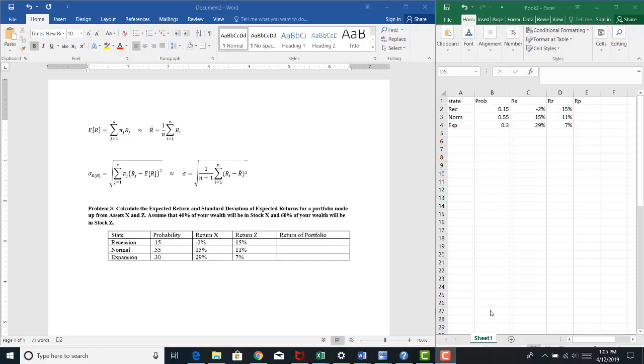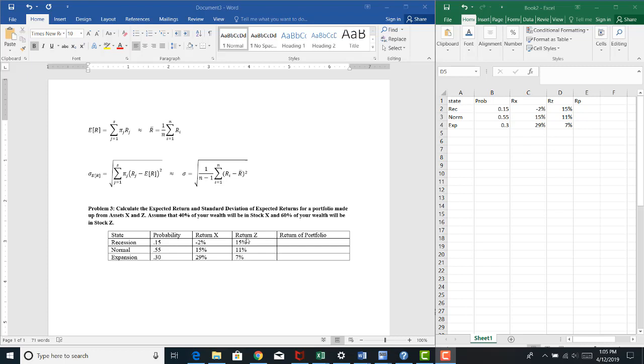All right, with an understanding of the principle of diversification, let's now put it into practice. So this is problem 3. We're going to calculate the expected return and the standard deviation of expected returns for a portfolio made up of assets X and Z. Keep in mind, in a previous video, we calculated both the expected return and the standard deviation of expected returns for X and Z.